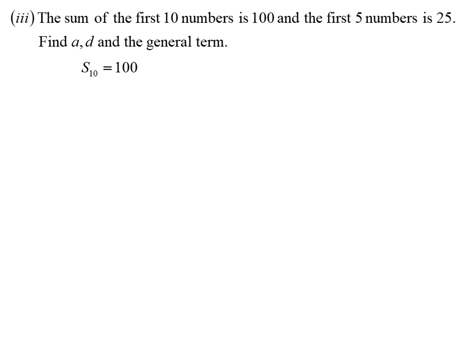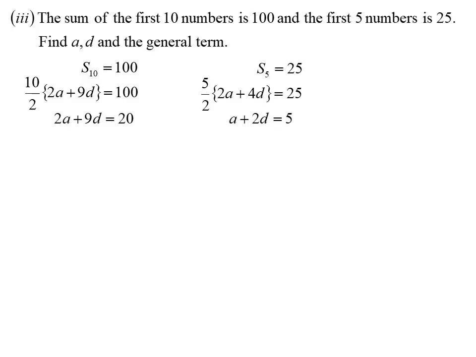They've told me the sum to 10 terms is 100. 10 on 2, 2a plus 9d, that'll be 100. Tidying that up. Sum of the 5 terms is 25. Sub that one in, and we get a plus 2d is 5. 2 equations, 2 unknowns. We should be able to solve it simultaneously. Let's play with that. The common difference turns out to be 2.